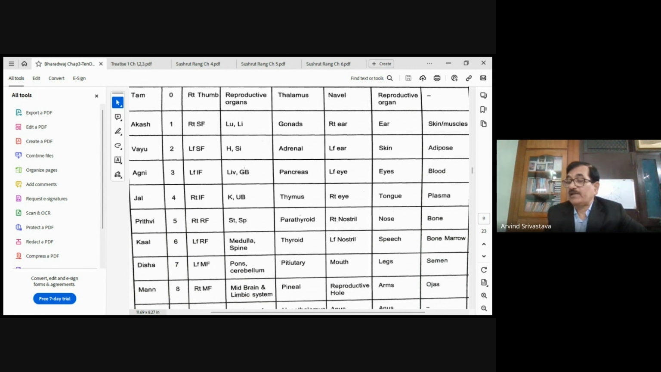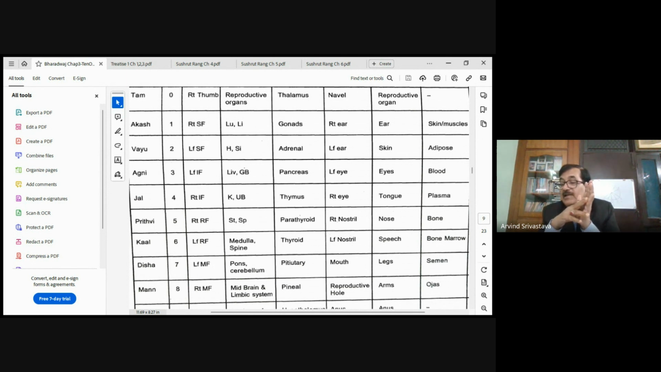So what is the lung doing? Lung and LI are doing the same thing. One is an excretory organ, taking out the waste product, the LI, large intestine, and LU is also taking oxygen inside and taking out carbon dioxide. That means LU and LI are functioning like Akash. So they have been kept in finger number 1, in Akash.